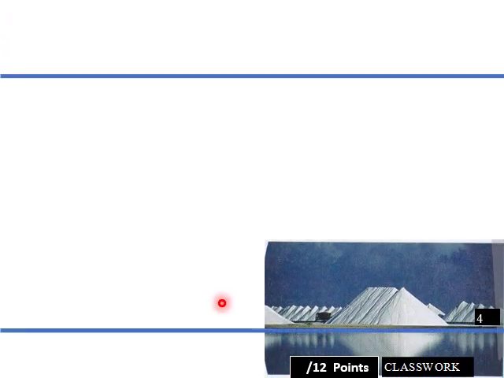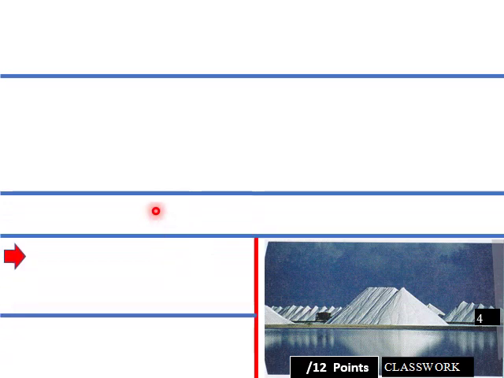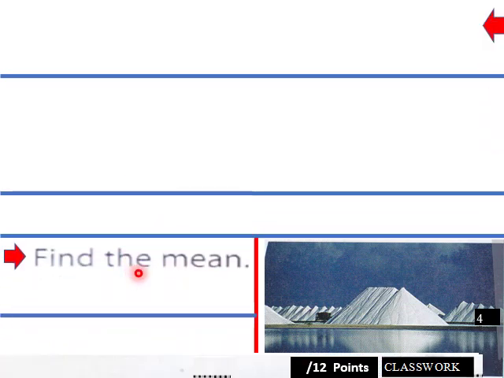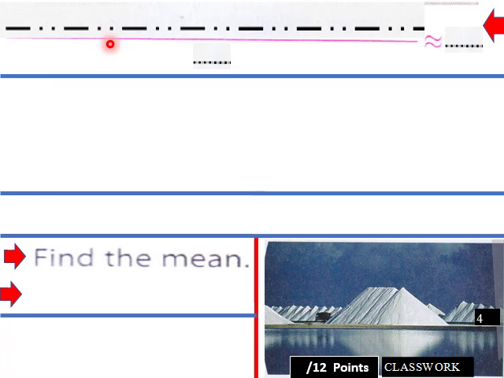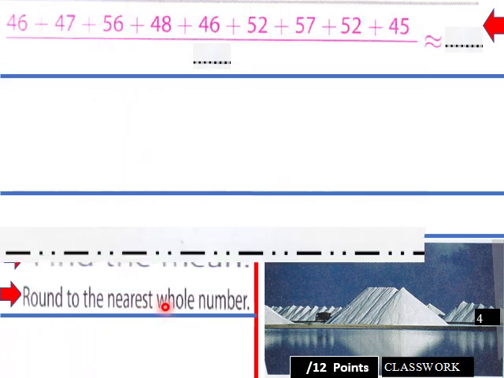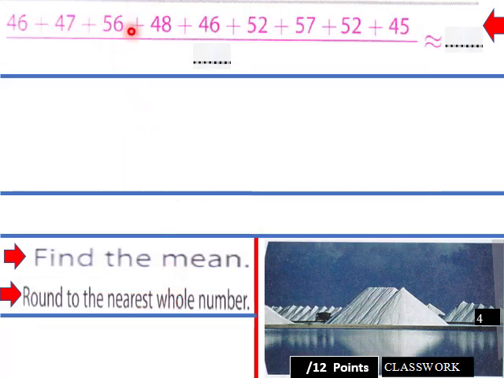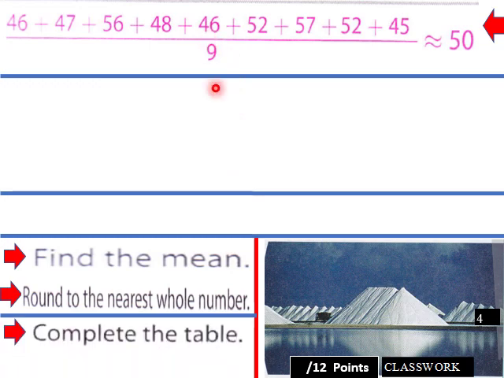So to find those, what do we do? Find the mean. To find the mean, we're going to add, and round to the nearest whole number. We add all those data values together and divide by 9, because we have 9 values here. When you add all these up and divide by 9, we get 50. So here's our mean of those data values, the mean of the data set for B.